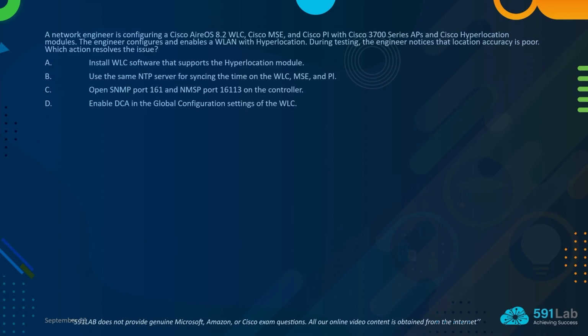Next one. A network engineer is configuring a Cisco AireOS 8.2 WLC, Cisco MSE, and Cisco Prime Infrastructure with Cisco 3700 series APs and Cisco hyperlocation modules. The engineer configures and enables a wireless LAN with hyperlocation during testing. The engineer notices that the location accuracy is poor. Which action resolved the issue?